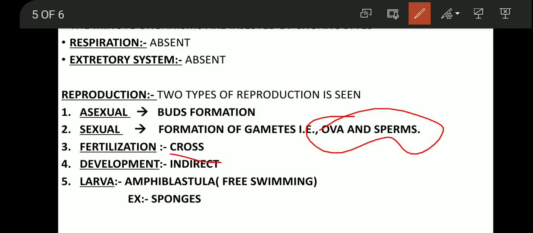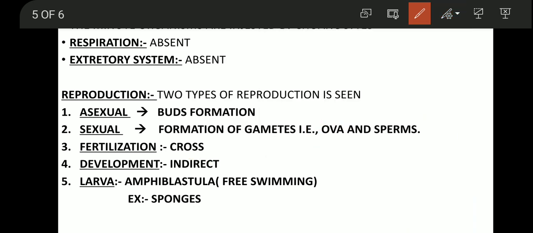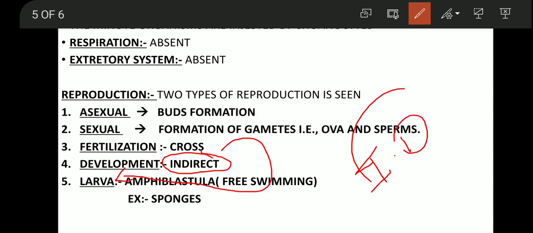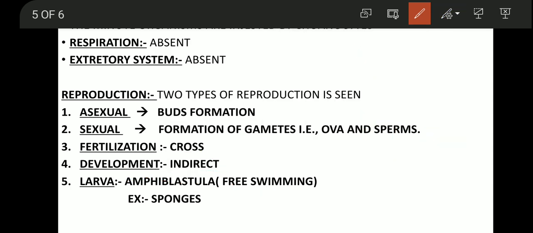And development is indirect, there is no direct development. What is meant by indirect development? It means it includes a larval stage. Whenever you see the point indirect development, you must remember that it includes a larva. So what is the larva? The larva is amphiblastula.